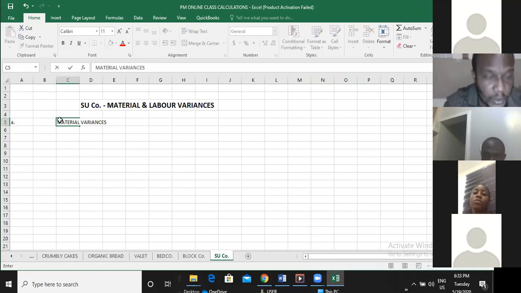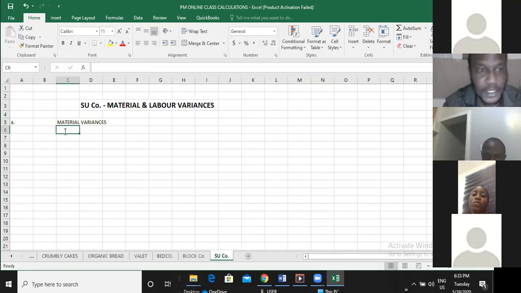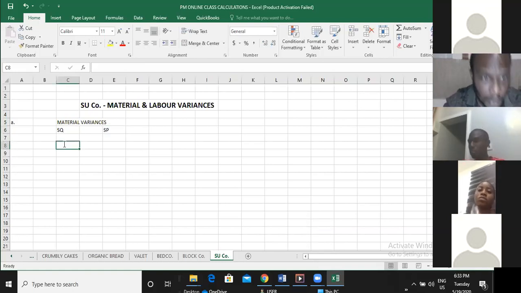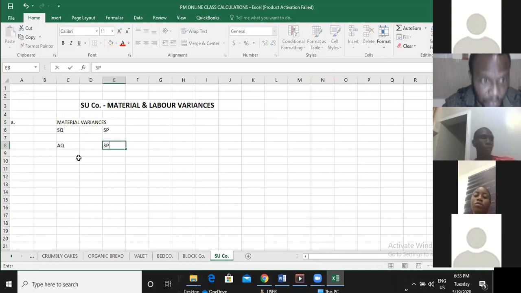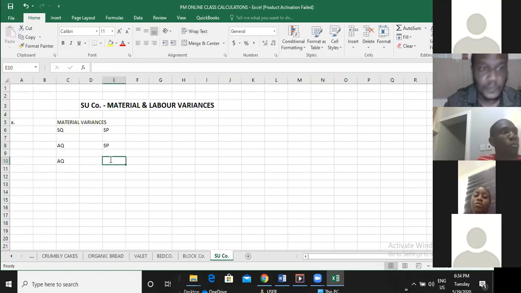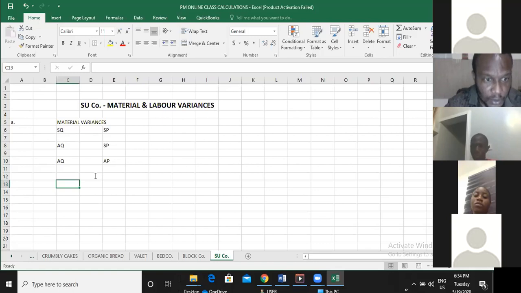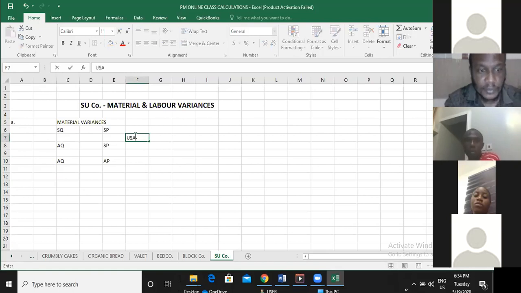So our original performer was standard quantity, standard price; actual quantity, actual price; actual quantity, standard price; and actual quantity, actual price. All right, and then that's our material. So the top one was usage, Abi. Just continue writing that. Usage, and the down one was price.